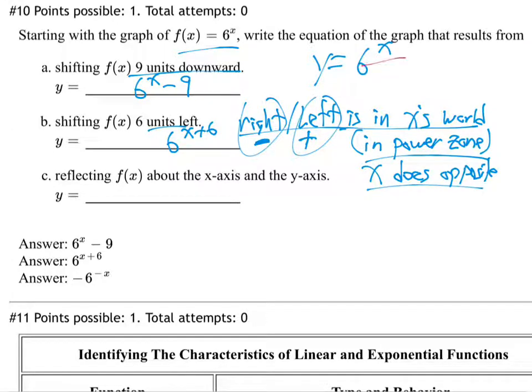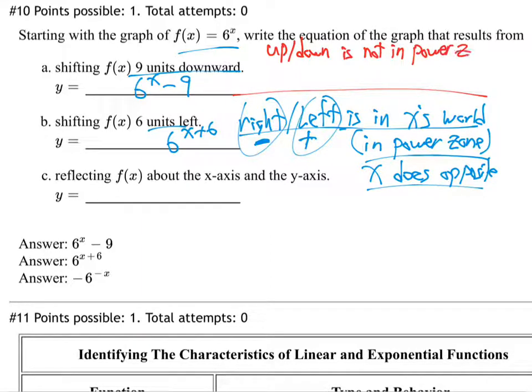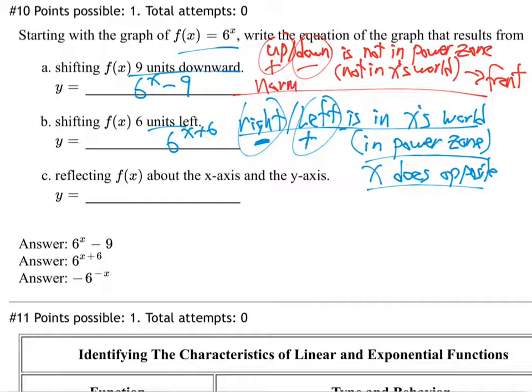Whereas up here, for this first one, up down is not in the power zone. It's not in x's world. It's in the front. And positive is up, negative is down. It's just normal. Y does normal. Y is normal, meaning positive up, negative down. X is opposite. So those are the rules there.